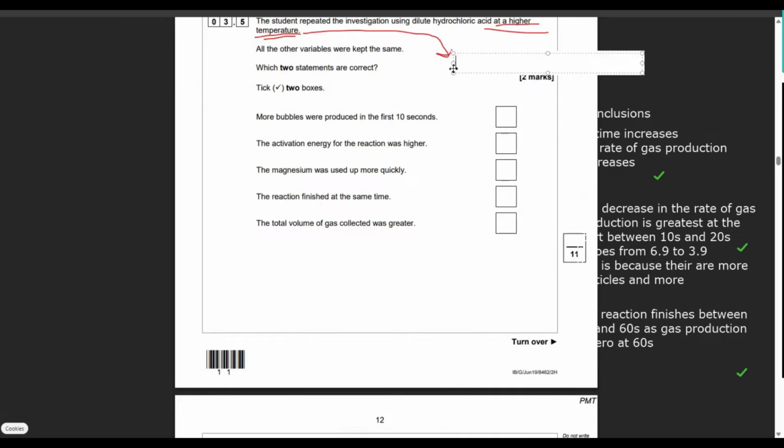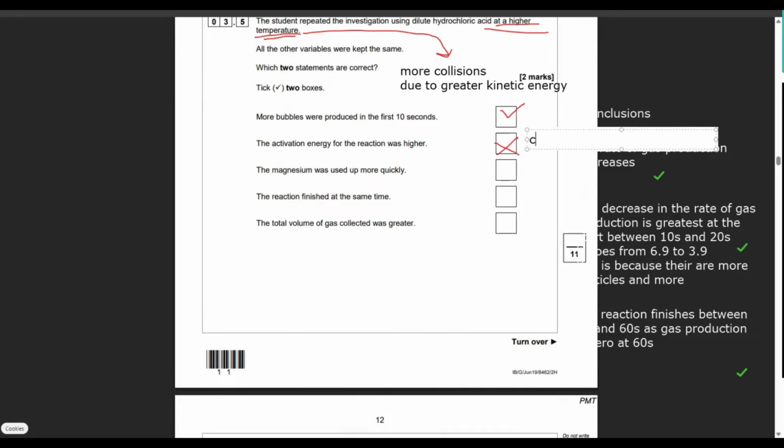Yes. Higher temperature, what are the particles doing? They have more kinetic energy. They're moving around more, bumping into each other more. So the reaction is going to happen faster. The second one says the activation energy for the reaction was higher. No, you don't change that. The only thing that changes the activation energy is a catalyst, and it would lower the activation energy. It wouldn't make it higher.